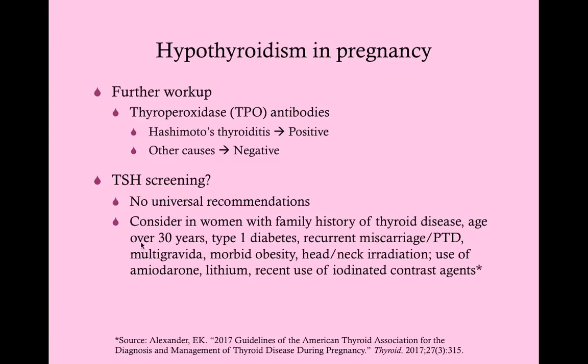Age over 30 years. So I don't want to say old women because I'm turning 30 next year. But age over 30 years. So that's about, I would say, probably about 30 to 40% of your women right there. Type 1 diabetes, recurrent miscarriage or preterm delivery, multigravida, that's a lot of women right there. Morbid obesity, that's a lot of women, definitely in this country, fat country we live in.